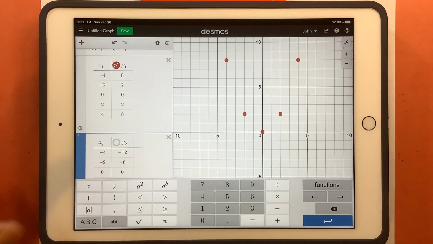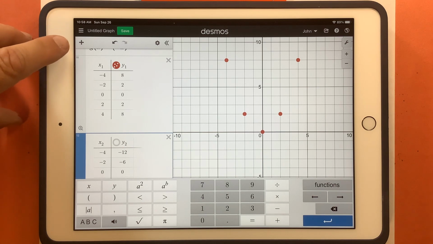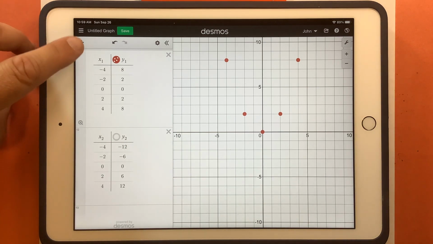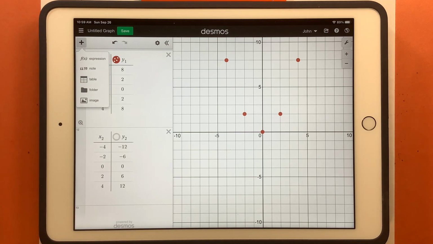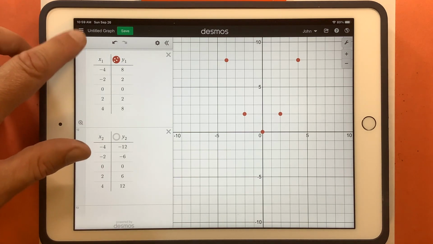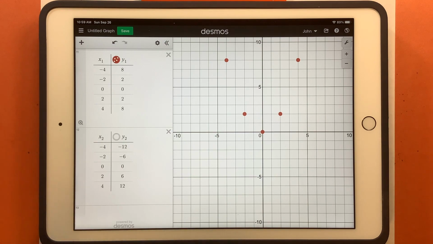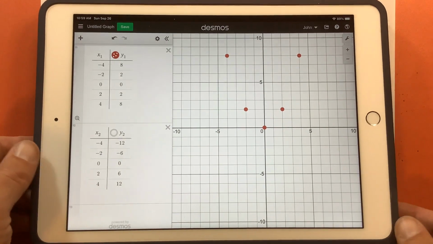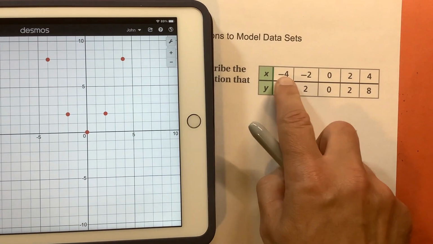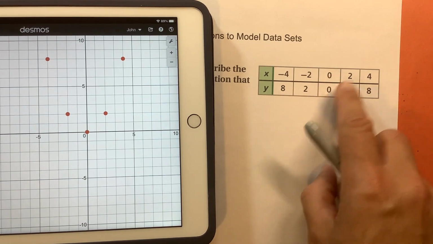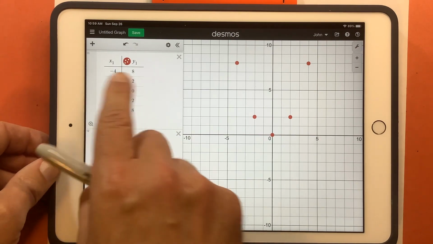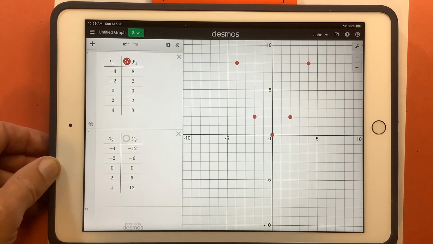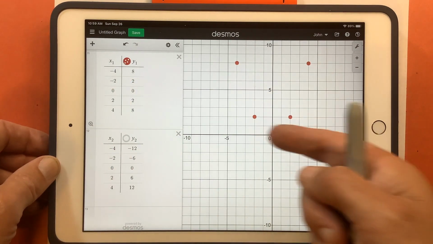So what I did was hit this plus sign right here, and hit it again. One of the options is you can make a table. So I selected table, and then I'll hide that because I don't want to make another table. And then I just put in the numbers. So again, I've got -4, 8, -2, 2, 0, 2, 2, 2, 4, 8. That's what I put into my Desmos: -4, 8, -2, 2. You can see them, and it makes this shape.